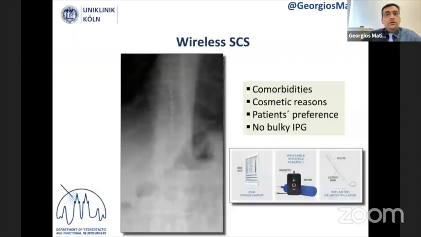The future, where are we going to? While spinal cord stimulation could play a role, at this time point, it's a good option for patients with comorbidities, for cosmetic reasons, if the patients would like to have only this system, and if the patients don't really like bulky neurostimulators. With the wireless system, we implant only a lead, epidurally. We don't implant a battery, but each time the patient wants to stimulate, they should wear this blue antenna over the skin, over the lead, and this transmitter.